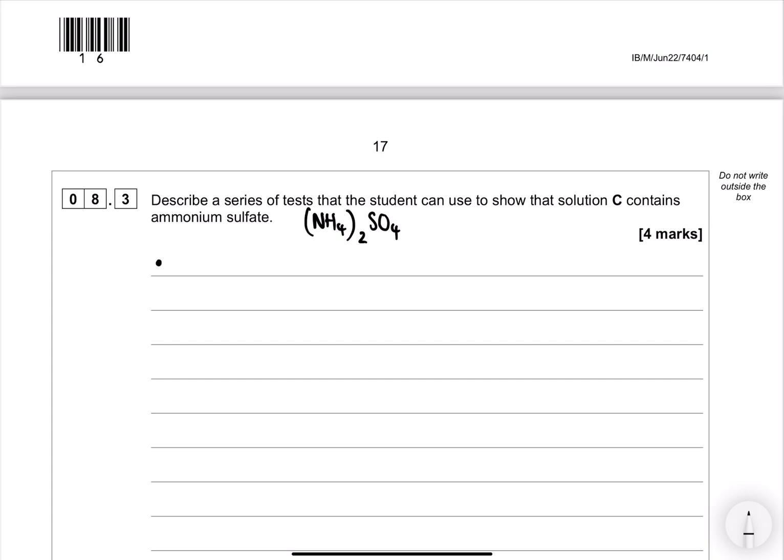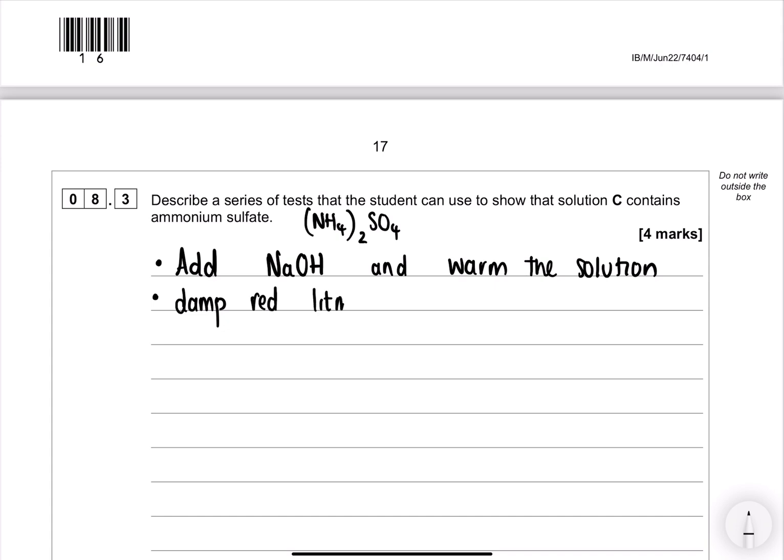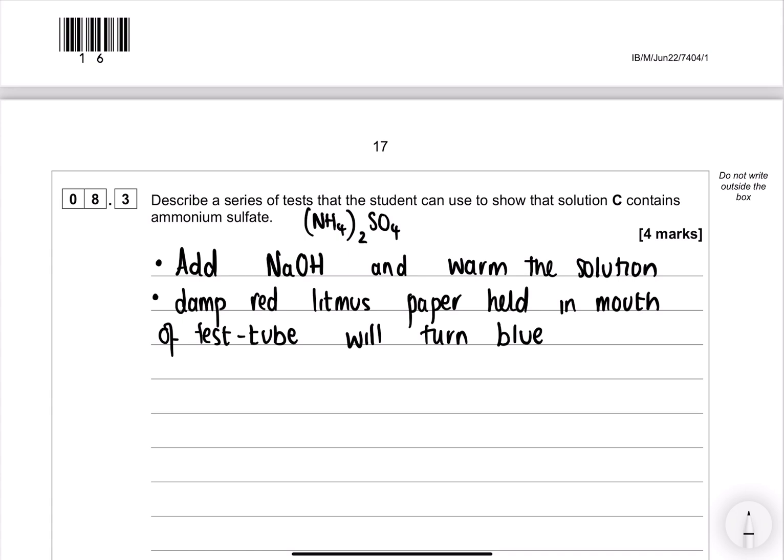So the first test is we're going to add NaOH, that's our test, and warm the solution. And if this is ammonium ions, damp red litmus paper held in the mouth of the test tube, so at the top, not into the solution, will turn blue, and that proves that we've made ammonia gas, and therefore we had ammonium ions.